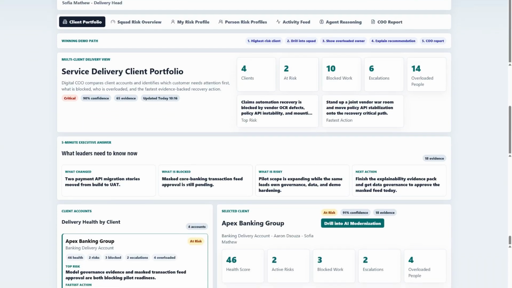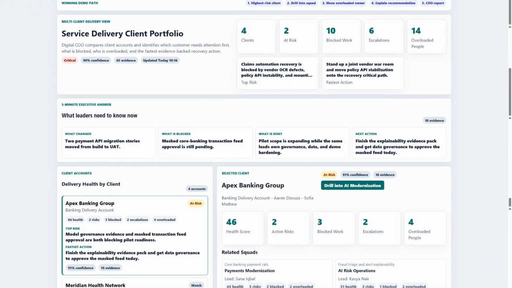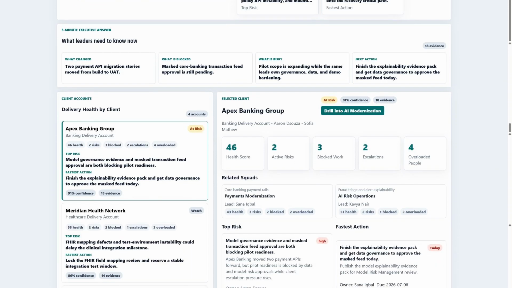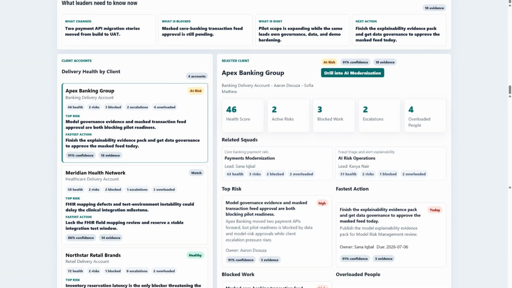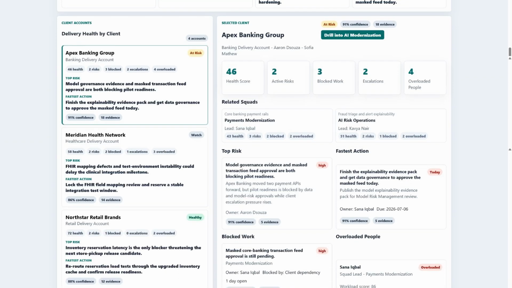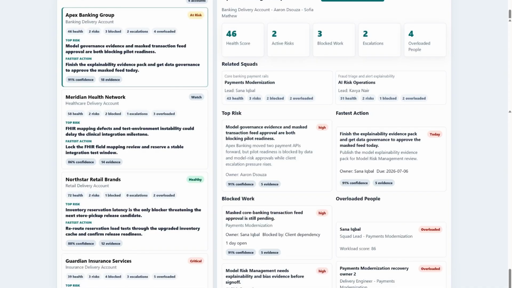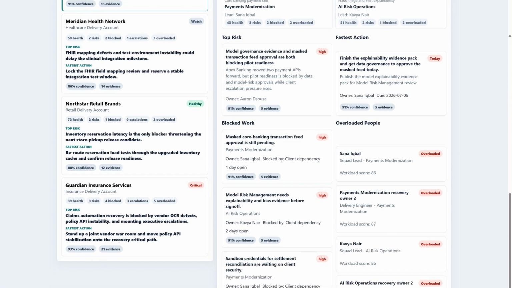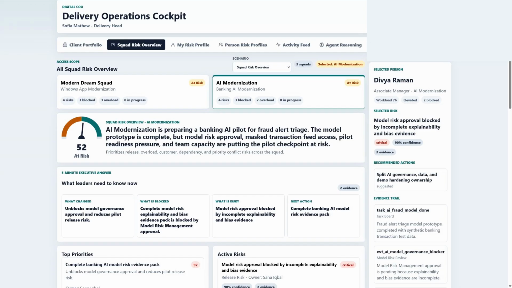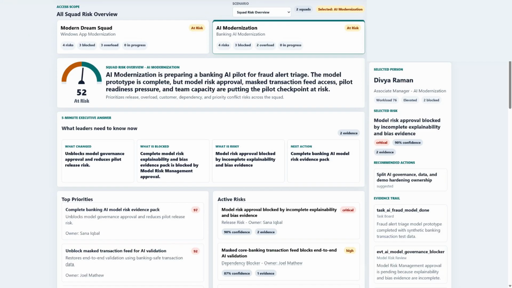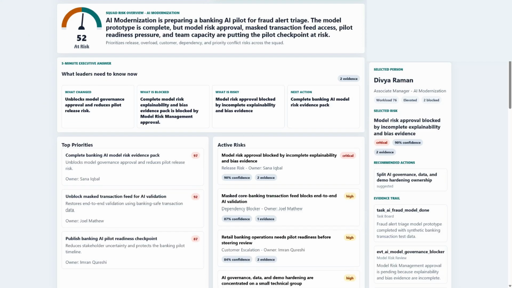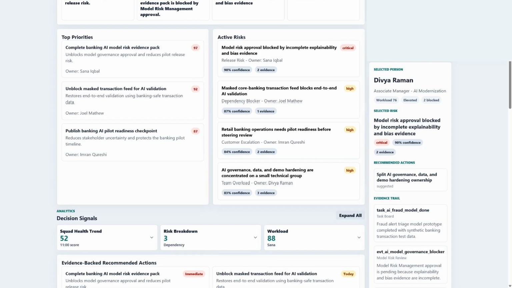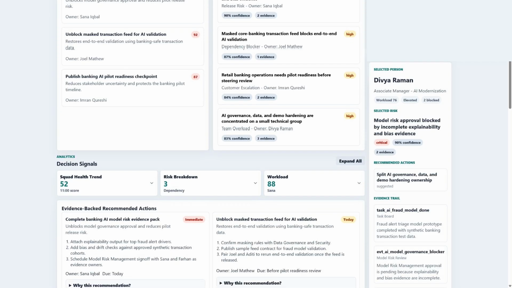For this demo, Sophia Matthew is a delivery head, so Digital COO opens the highest priority view first, the client portfolio. This matters for service organizations, because one leader may own multiple clients, squads, and escalations at the same time. The client portfolio view immediately answers where leadership attention is needed. It compares client accounts, shows critical risk signals, blocked work, escalations, overloaded people, confidence, and evidence count. Instead of waiting for manual status calls, the leader gets an operating view in one place.